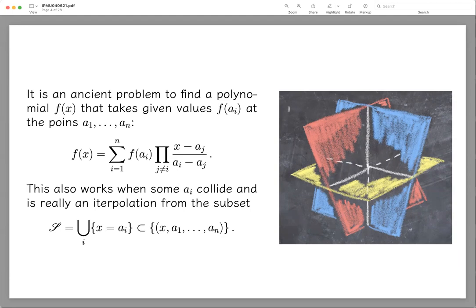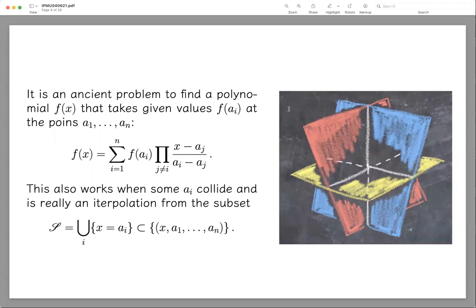Then there is a formula which is called the Lagrange interpolation formula, even though this was discovered by somebody else. That's the usual story in mathematics and probably also physics. Anyway, it's called the Lagrange interpolation formula. It's in front of your eyes. And actually the formula is much better than it seems.